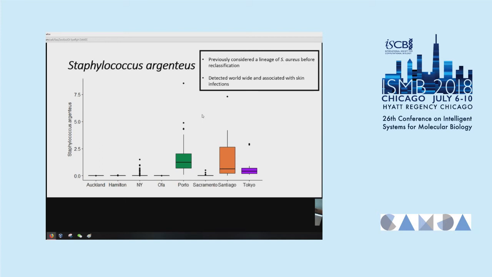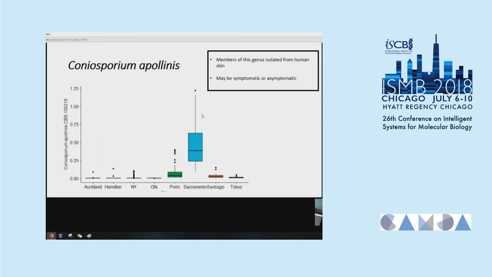We look next at one of the other top features from the random forest for classification, this fungus, Cladosporium halotolerans. Members of this genus have also been isolated from human skin. Sometimes it can cause disease, but generally it would be asymptomatic. And again, we can see fairly considerable differences. In this case, this particular species was considerably higher in Sacramento generally than in other cities.